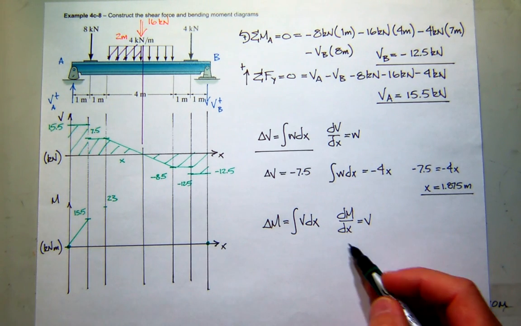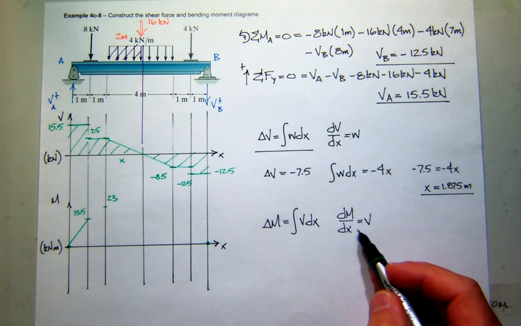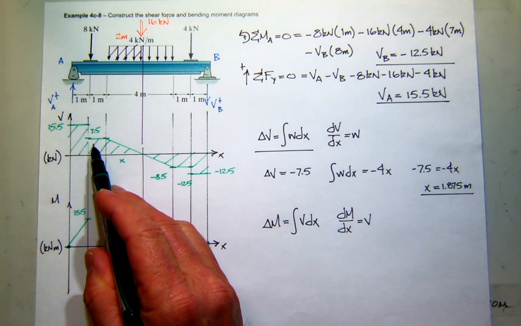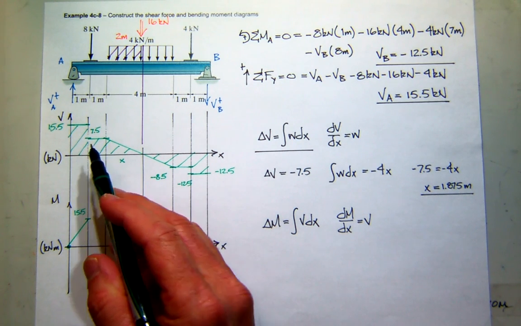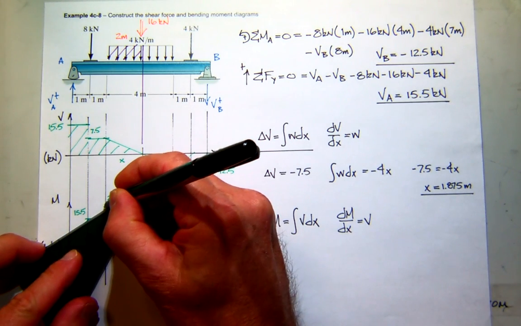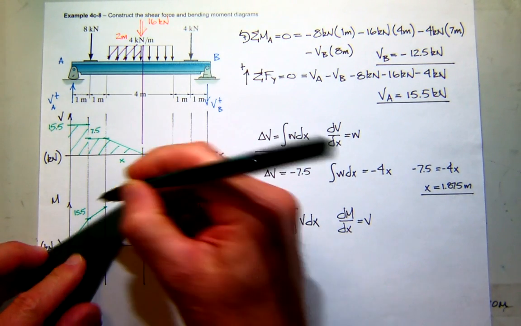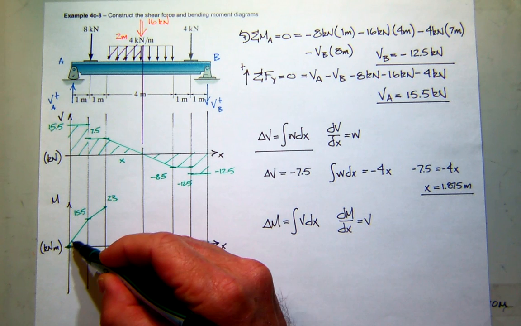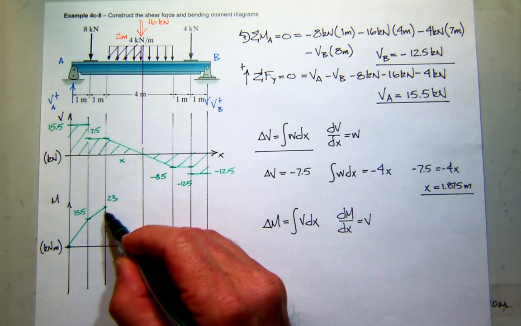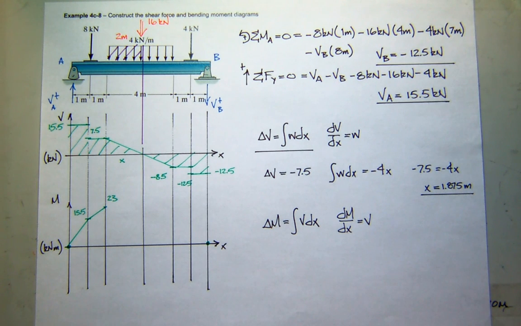And what is the slope of the moment diagram? Equal to the shear, and the shear value is positive 7.5. So the slope decreases a little bit. So this slope would be 15.5, this slope would be 7.5. Okay?